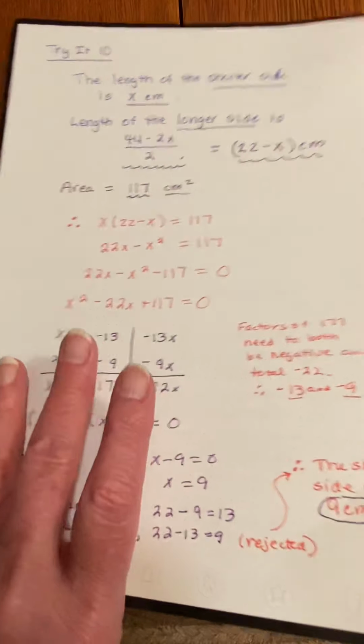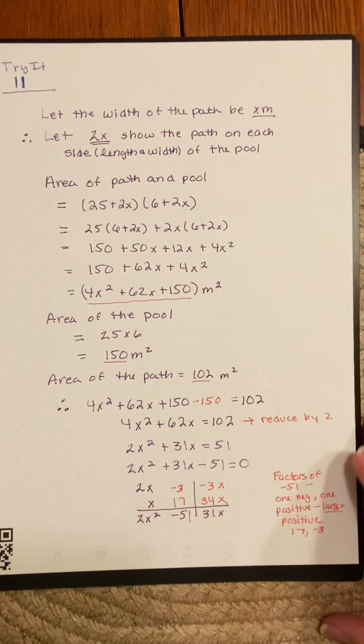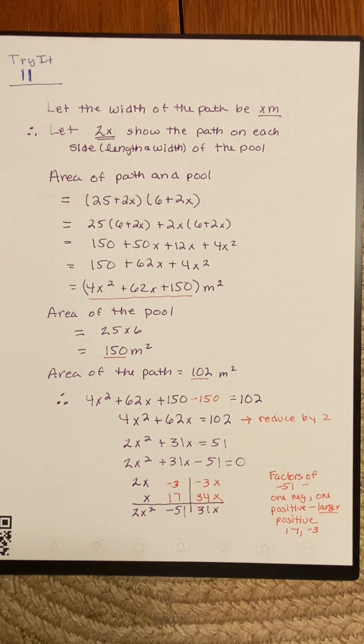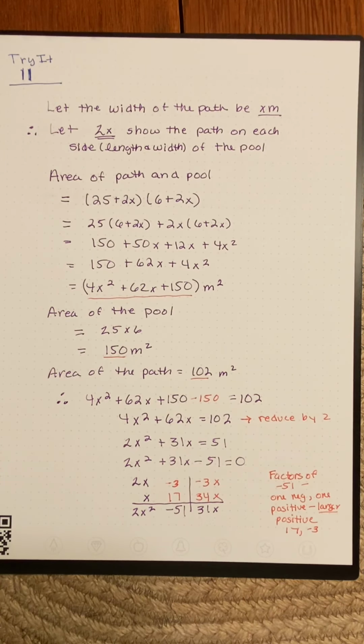Okay, continuing with our last example, try it 11, the top of 99. It says a rectangular swimming pool measures 25 by 6 meters. It is surrounded by a path of uniform width. If the area of the path is 102 meters squared, find the width of the path. So that's telling me what X is. The width of the path is going to be X meters.